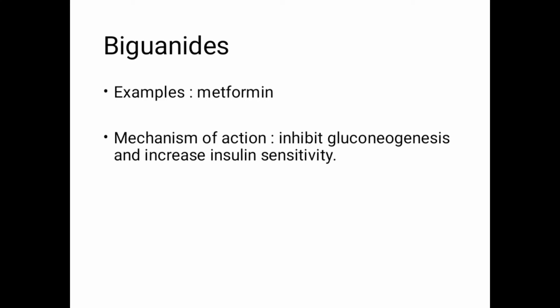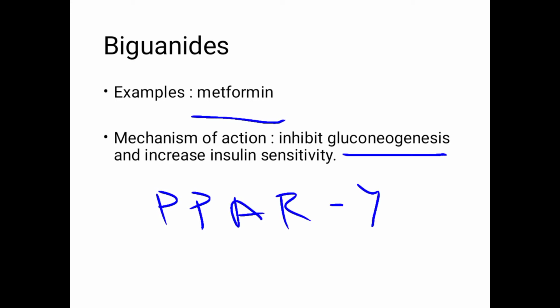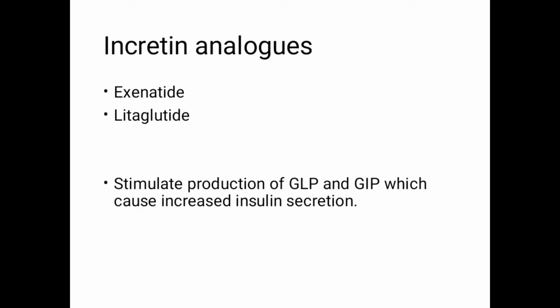So the biguanides, this involves metformin, and the mechanism of action of metformin is inhibiting gluconeogenesis in the liver, as well as increasing insulin sensitivity by stimulating the PPAR gamma receptor in the peripheral tissues. Then we also have incretin analogues such as exenatide and liraglutide.